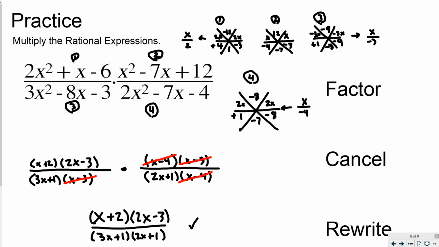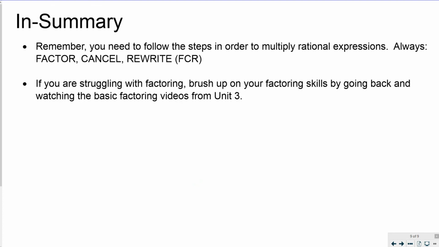So that one was a long, complicated one, guys, mainly because of so much factoring. But I had to show you the most complicated that it's going to get. So remember that you need to follow the steps in order to multiply rational expressions. And that order is always factor, cancel, rewrite. FCR. If you are struggling with the factoring, brush up on your factoring skills by going back and watching the basic factoring videos from Unit 3. Take a look at some examples from GCF factoring. Take a look at the trinomial factoring. Trinomial for a equals 1. And then also look at a is greater than 1.